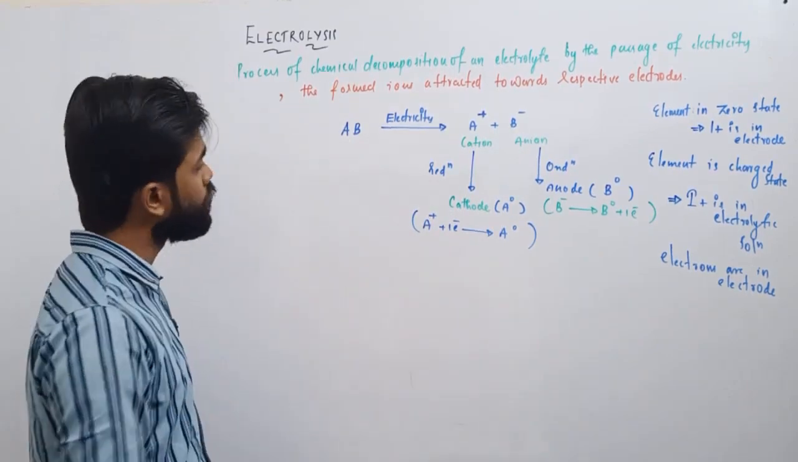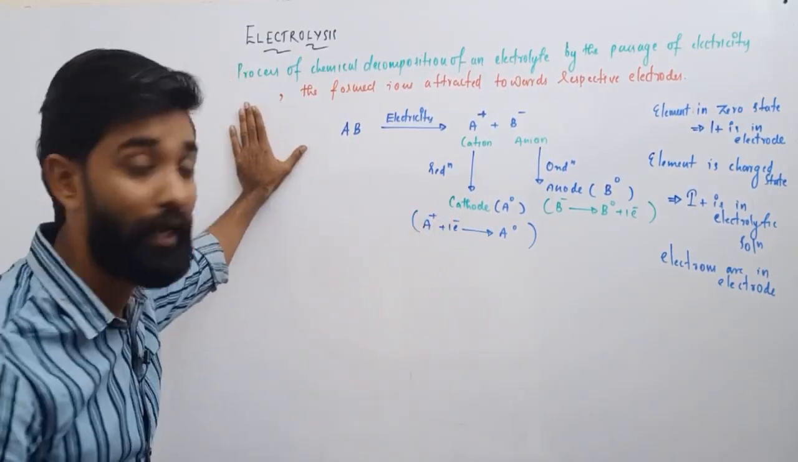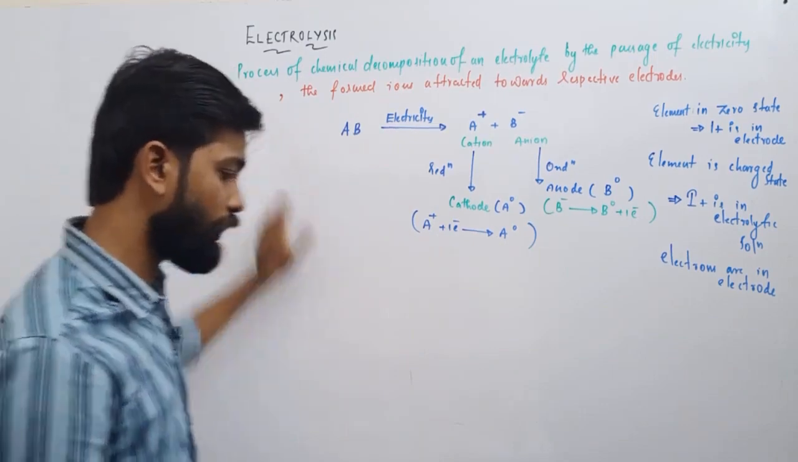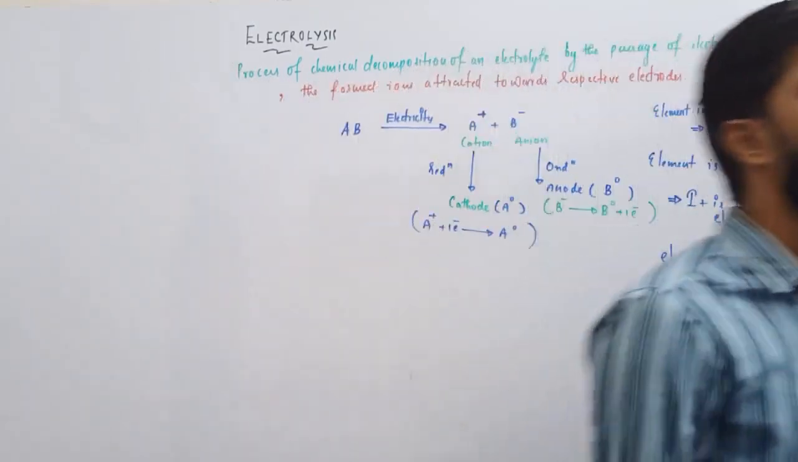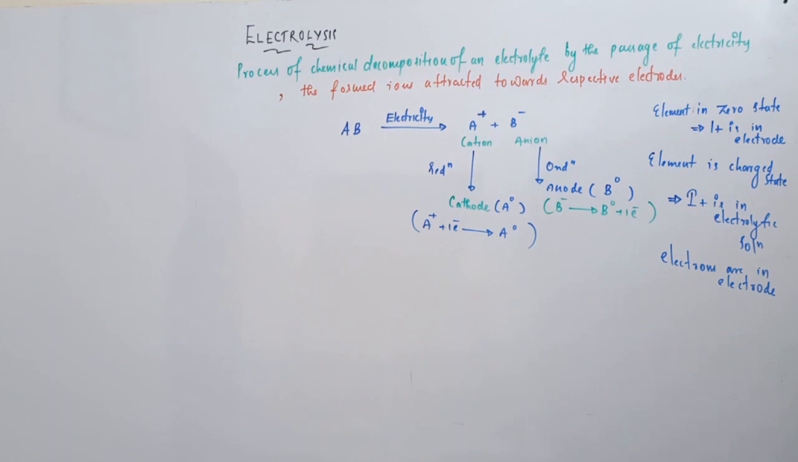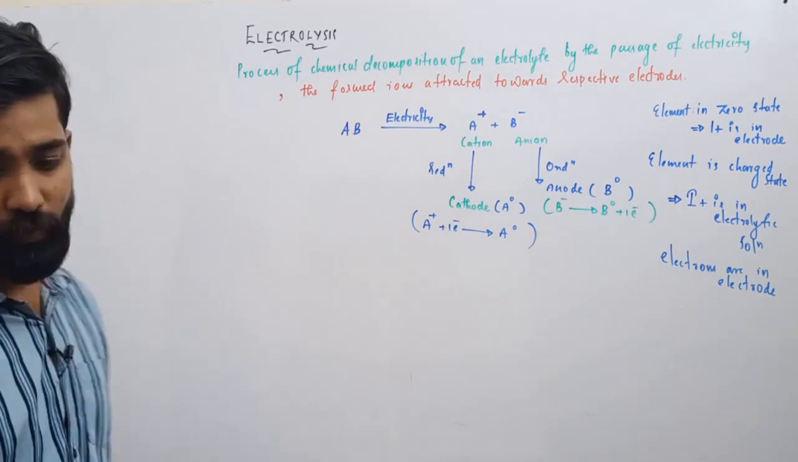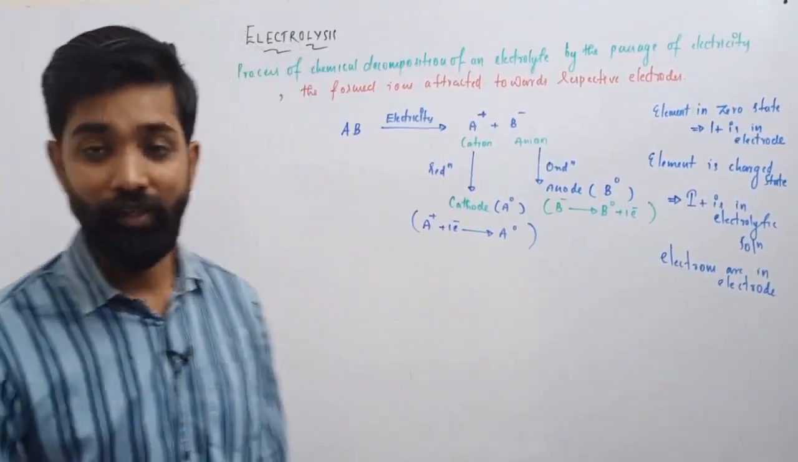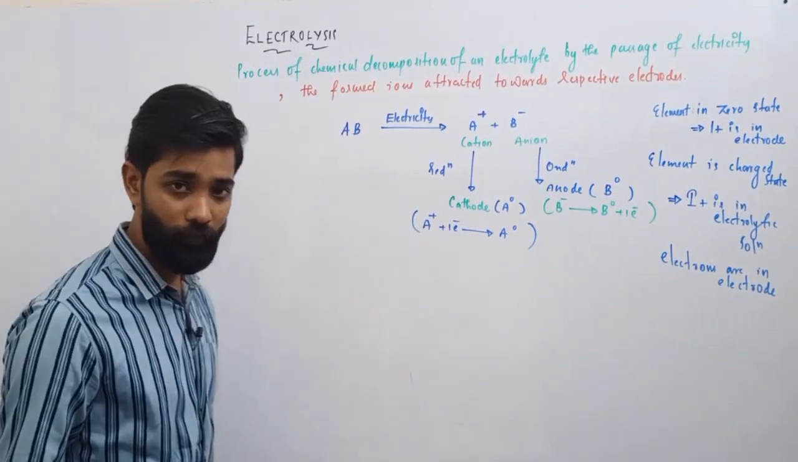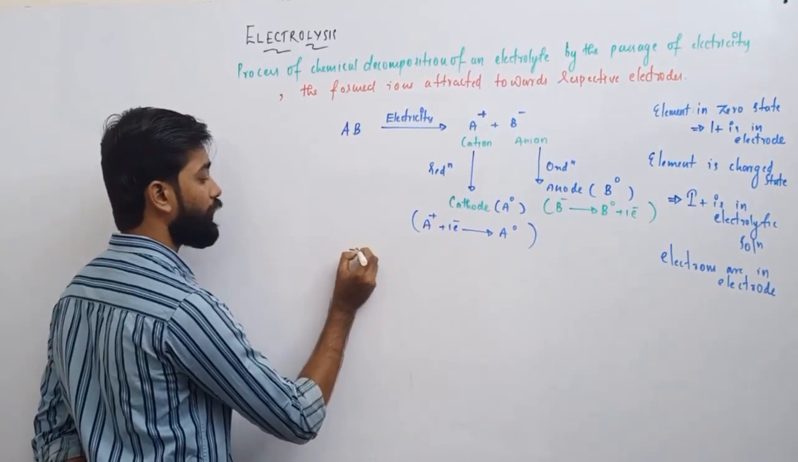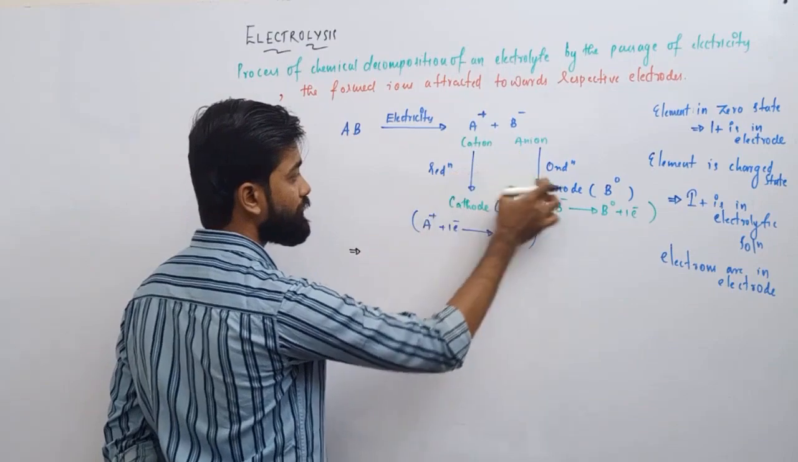This process is known as electrolysis. Electrolysis is a process of chemical decomposition of an electrolyte by the passage of electricity. They may form some kind of ions, and they are attracted towards the respective electrodes through oxidation and reduction. So it is clear that here is an oxidation and reduction, and the redox reaction is here.